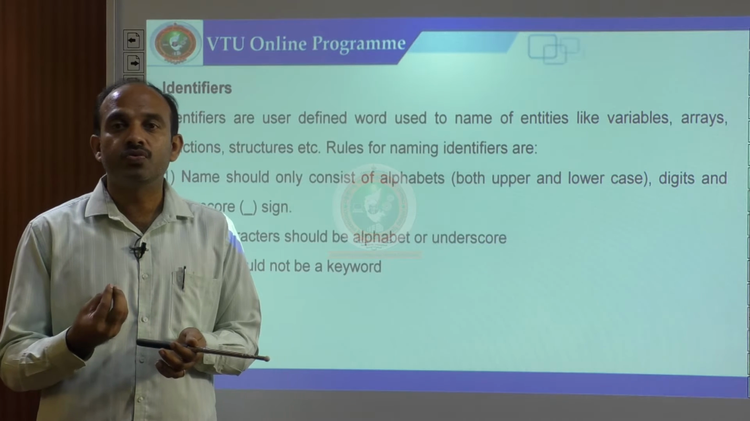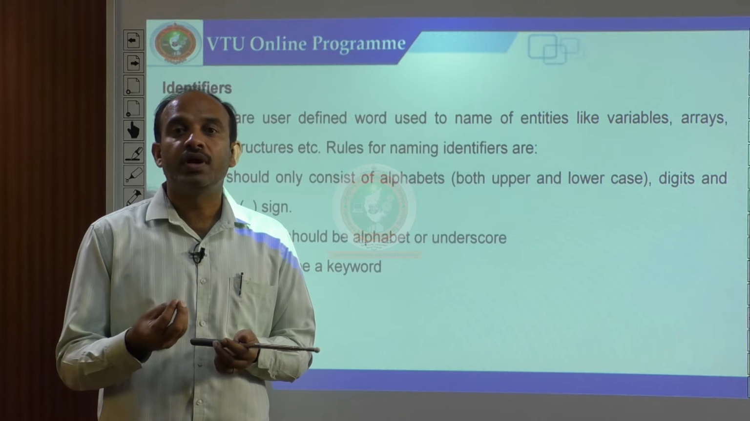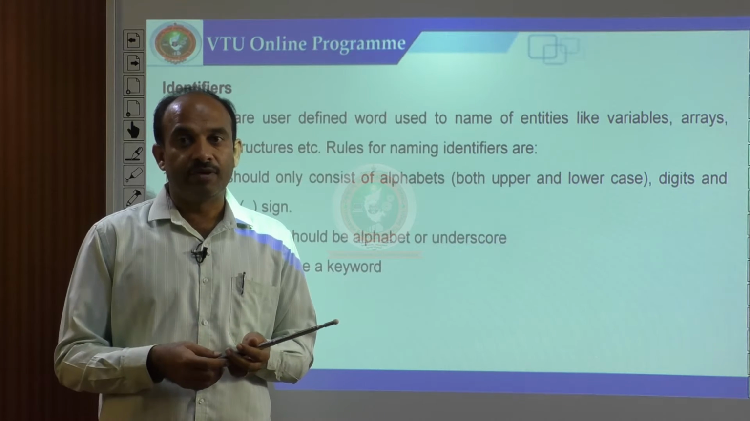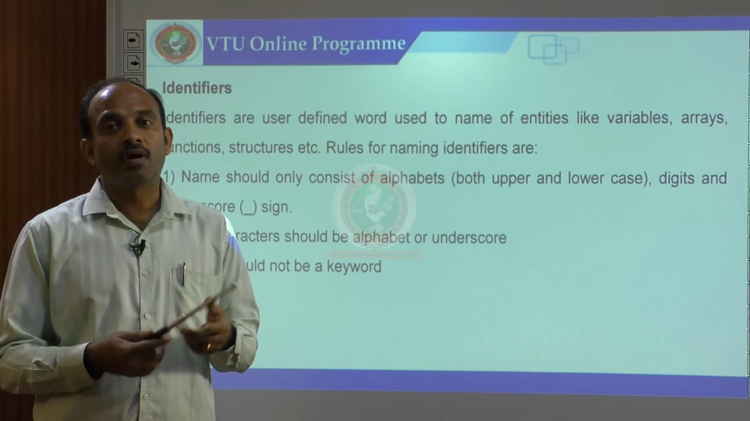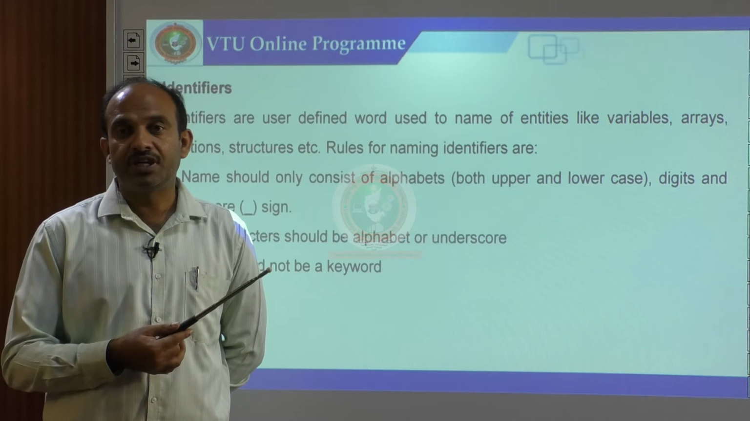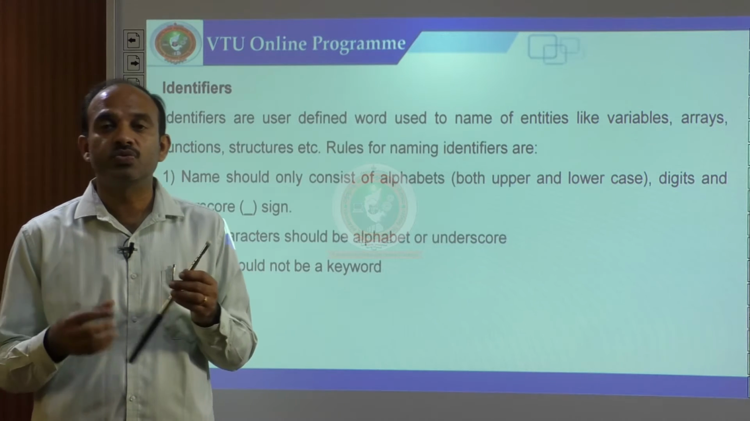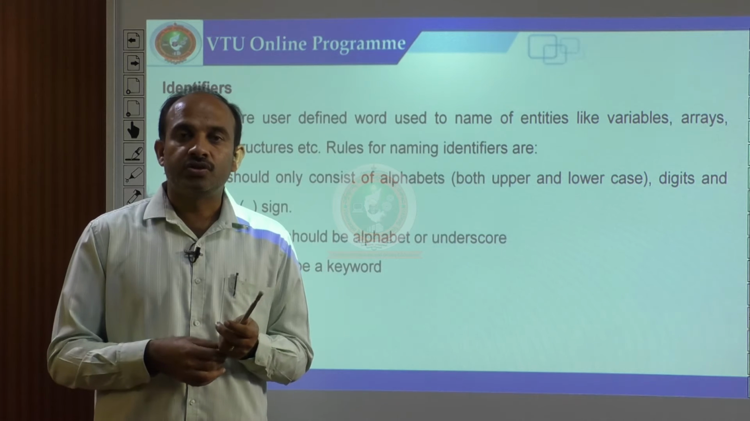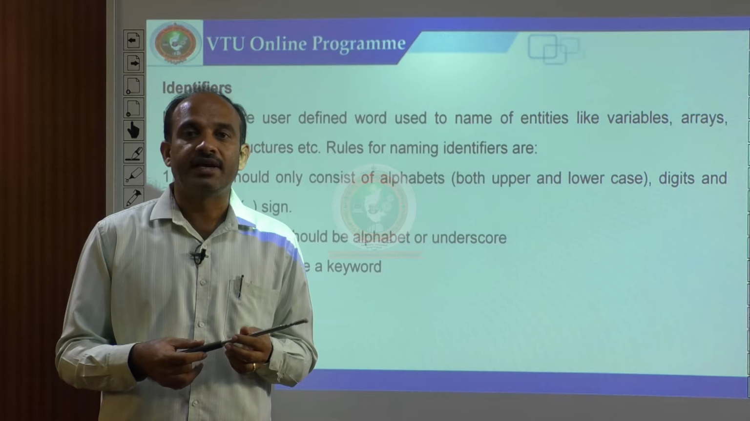What are we using it for? An identifier is a user defined word used to name some entities, like a variable name, or an array name, or a function name, or a structure name. In a simple way, an identifier is a user defined word to define a variable, to define a function, to define a structure. That we call an identifier.